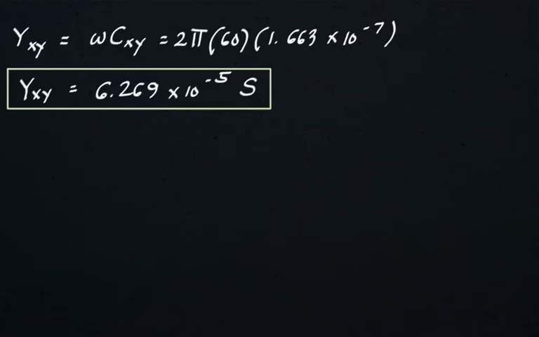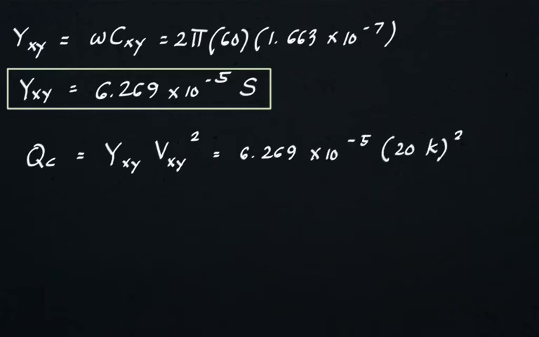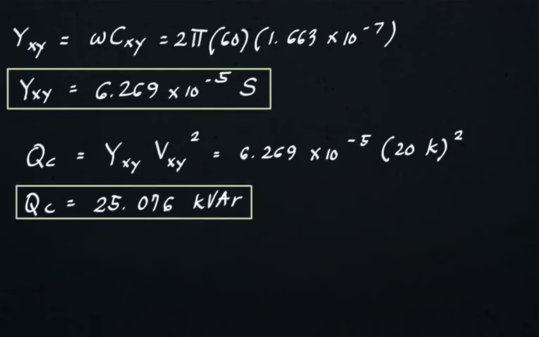For letter B, we are asked to get the reactive power supplied by the capacitance in kVAR. So, given your QC, we just plug in the admittance Y and the given 20 kilovolt line voltage, and then we get QC. So that's our first illustration of a single-phase line.